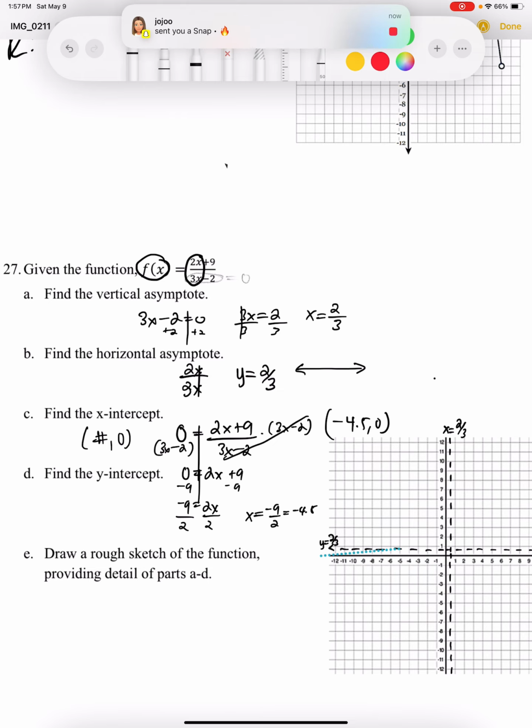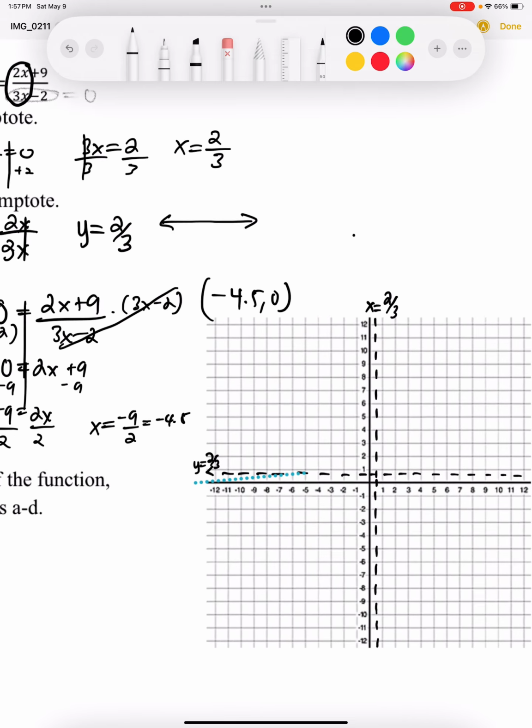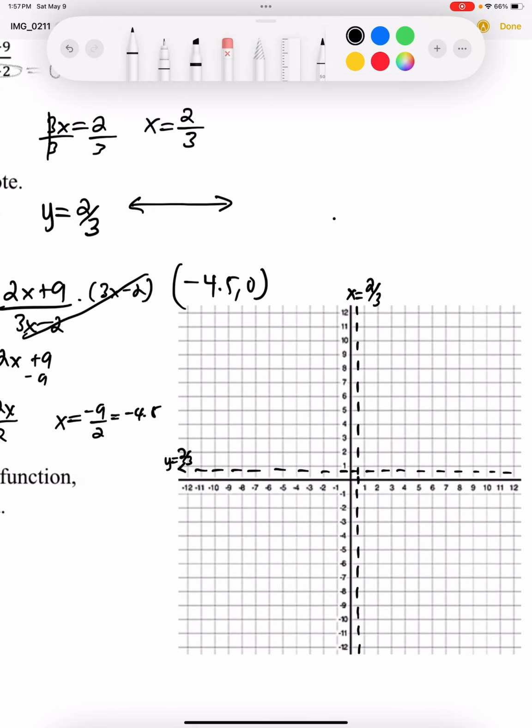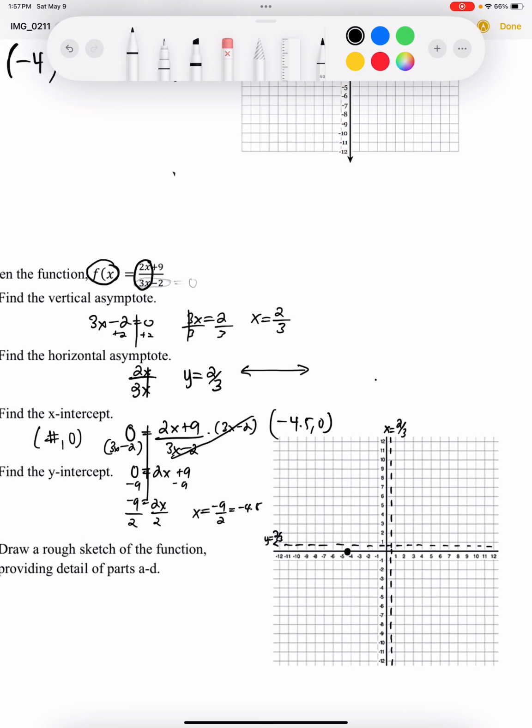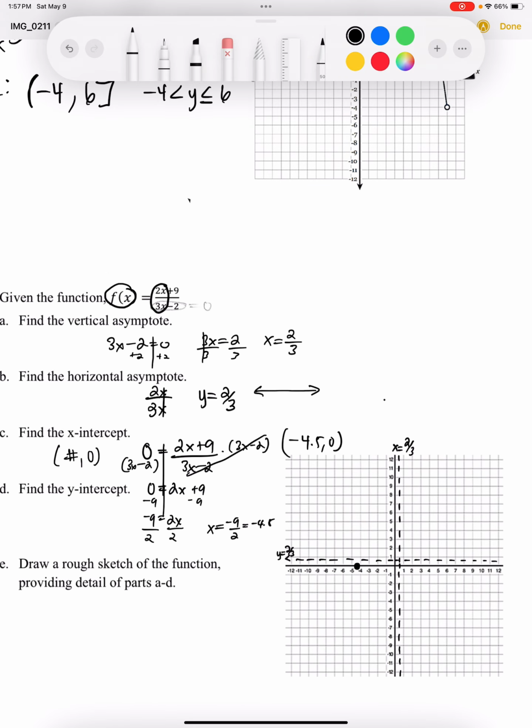So on a graph, it would be negative 4.5. It would be right here. That's where it's touching the x-axis.